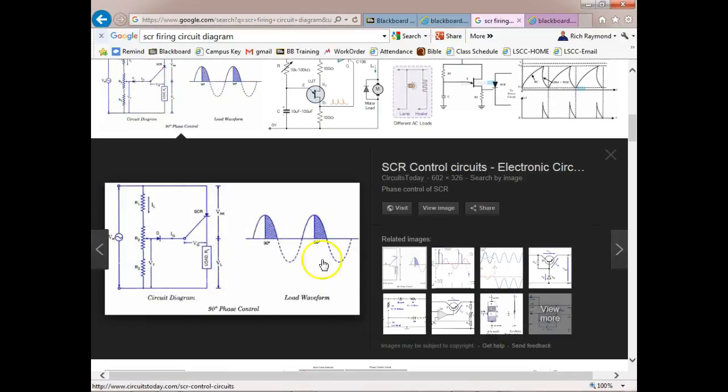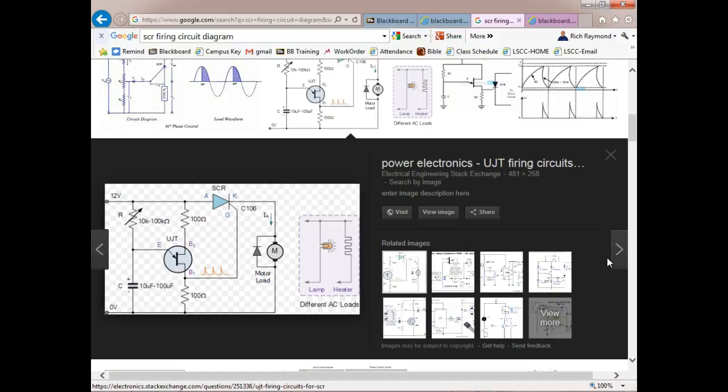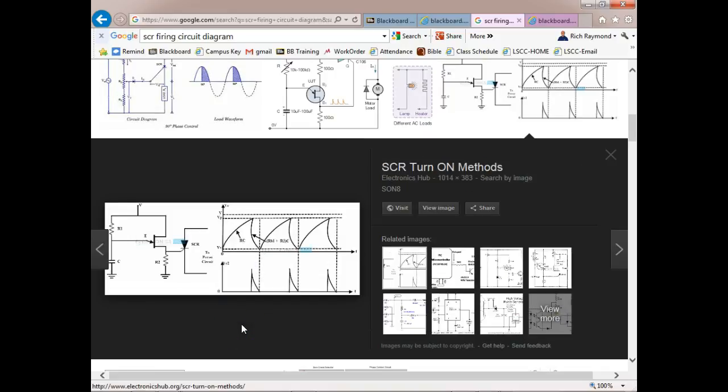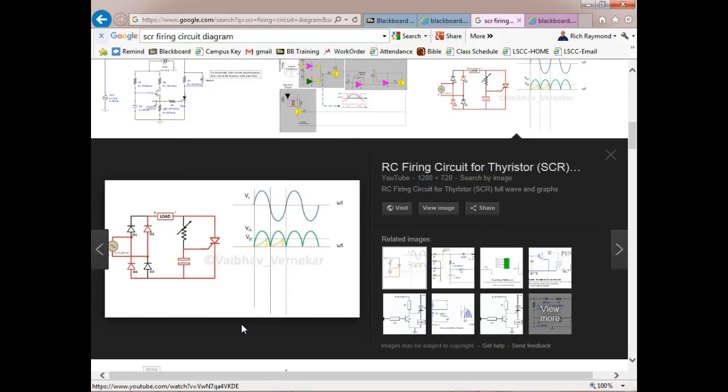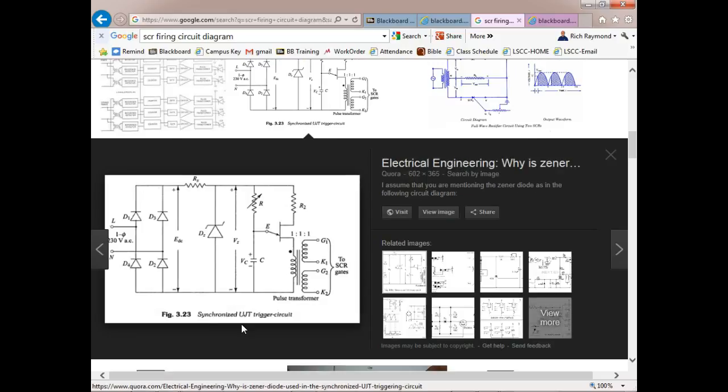But look, there's basically the same circuit. Here we're firing it with a UJT, which we'll get to later on. A UJT is a neat little integrated circuit. Here's the same circuit that I just drew up there. Here's the firing circuit for the SCR. They're firing it with a UJT, which we'll talk about. And there's the gate transformer for two SCRs, and we'll look at that.